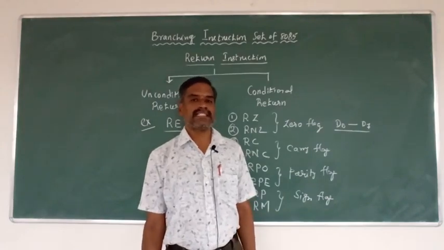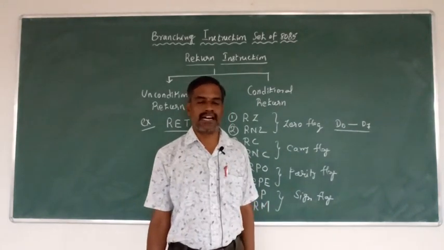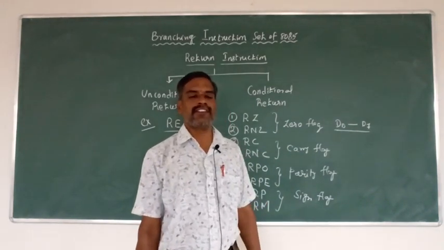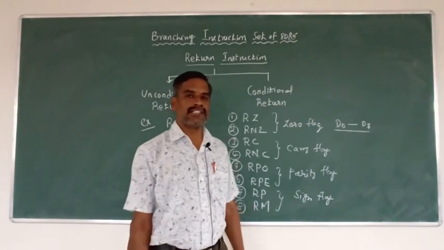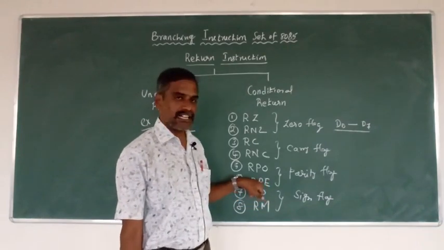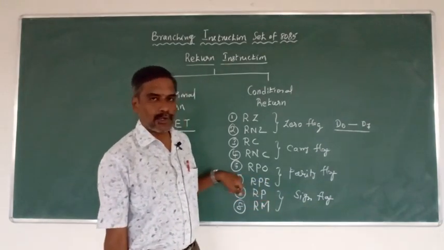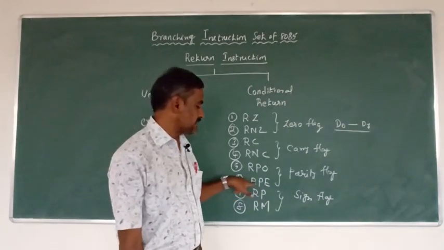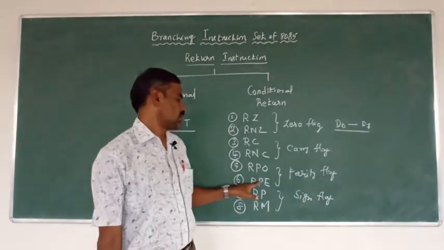If the result has an odd number of ones in D0 to D7, at that time the parity flag will be in reset condition. An even number of ones means the parity flag is set. Set means return back to the main program, otherwise it will execute the next instruction of the subroutine program.